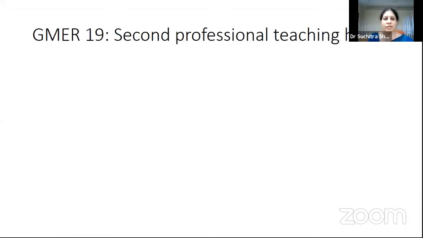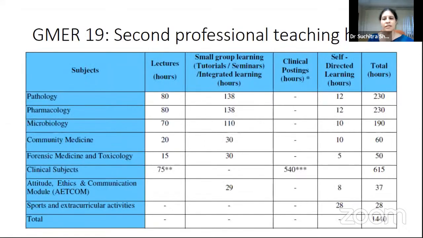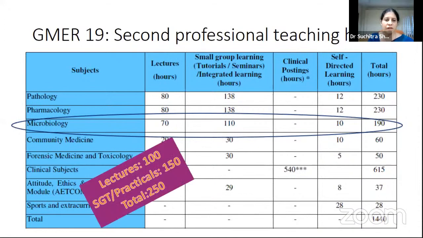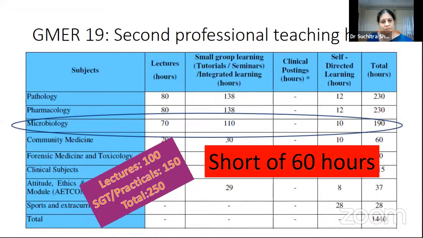According to the GMER 19, second professional teaching hours, this is the table which we are all very familiar with. We have also seen that microbiology has 70 lectures, 110 small group teaching and practical hours, and 10 self-directed learning, totally around 190 hours. Previously, we had the privilege of having 100 lectures and SGT and practicals of 150 hours, a total of 250 hours. So we are short of 60 hours.